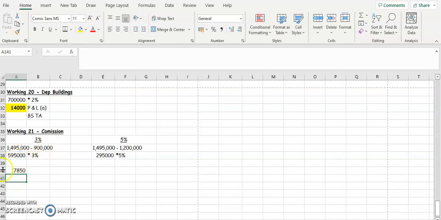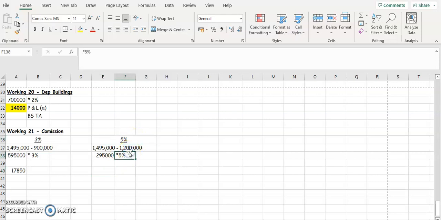So what was above the 900,000? Between 900,000 and 1,495,000, that's the earnings he's going to get 3% on. So he's sold 595,000, so he's going to get a commission of 17,850. So remember, commission is based on your sales. It gives people an incentive to sell more. The more they sell, the more commission they're going to get, which is an extra payment on their wages.